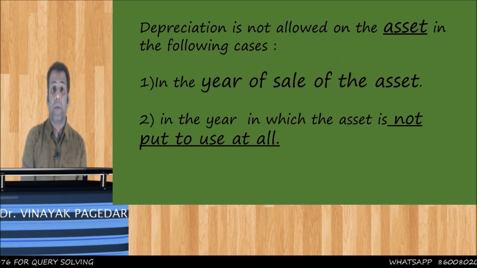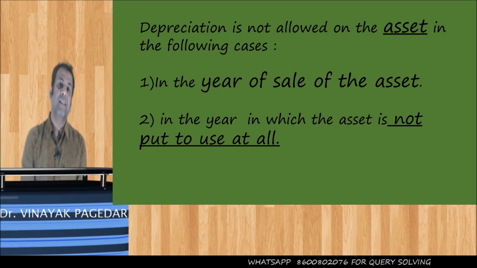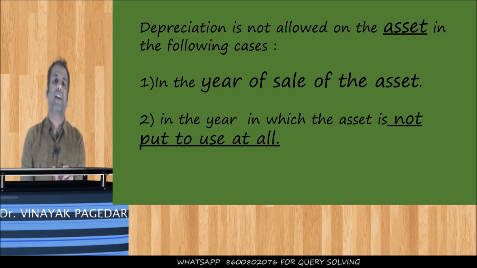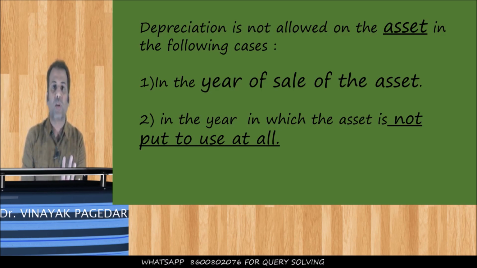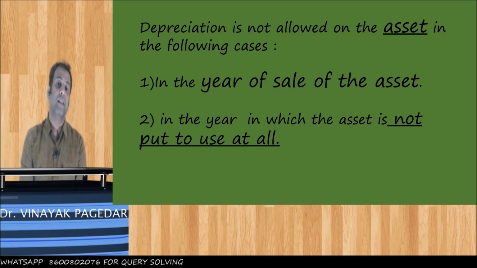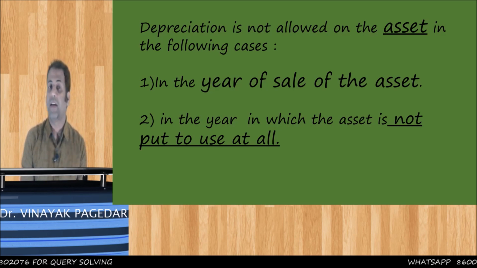Two points you have to remember here. In the year in which the asset is not put to use at all, no depreciation. And in the year in which the asset is sold, on that particular asset, you will not get the depreciation. In the year of sale of the asset, you don't get depreciation on the asset, and in the year in which you do not use the asset at all, you will not get the depreciation on that asset.